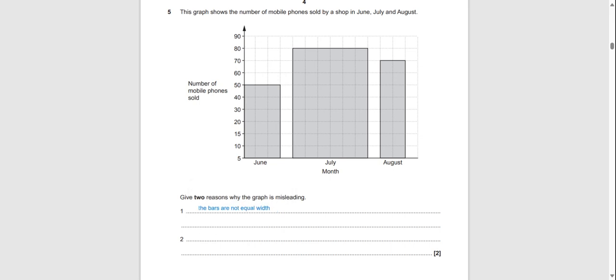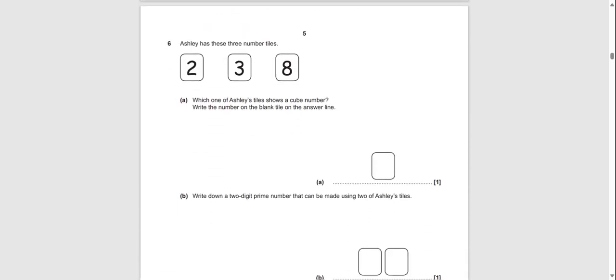My second point, I'm just going to check that this scale up the side is equal, so 5, 10, 15, 20, 30. So this is not equal, is it? There's not an equal interval on my y-axis. So not an equal interval on the y-axis. And you could also word that as the number of phones doesn't go up by the same amount each time, etc. Okay, but I'm just keeping this quite short and sweet so that we can blitz through it quickly.